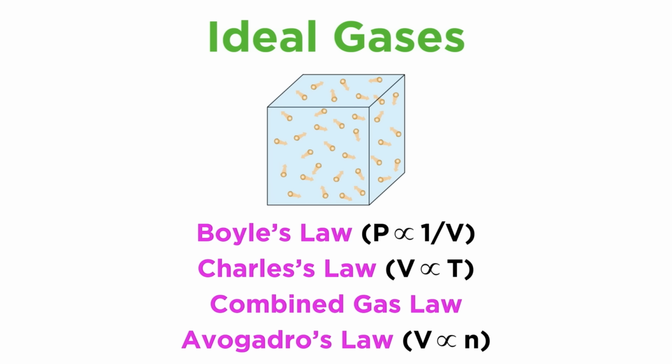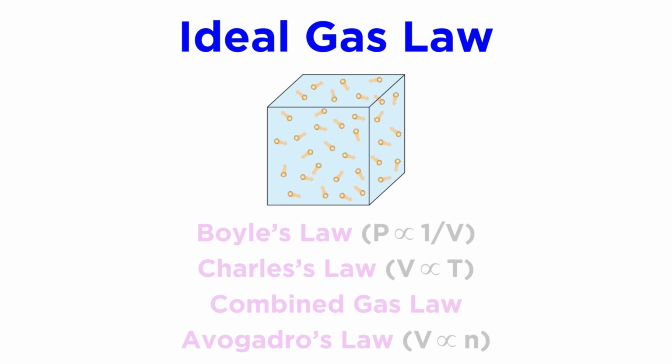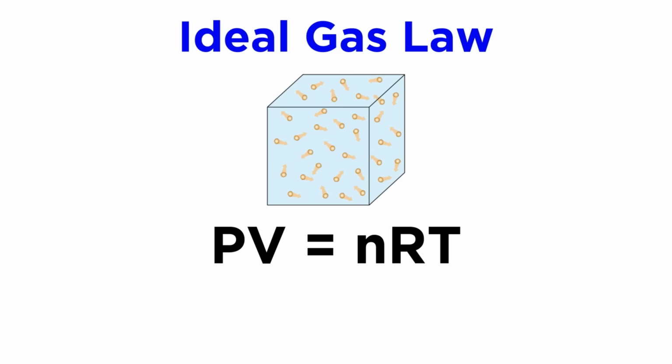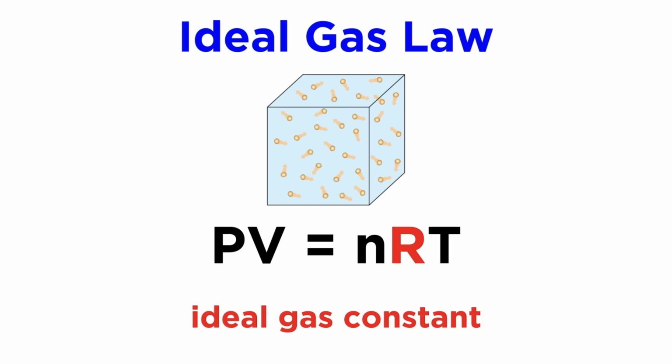Now, the laws we just learned about illustrate the relationship between pairs of variables for a sample of gas moving from one state to another, but these can be combined to give a relationship between all of these variables, and that's the ideal gas law. This is defined by the equation PV equals nRT, where pressure, volume, moles, and temperature are all listed, and R is the ideal gas constant.